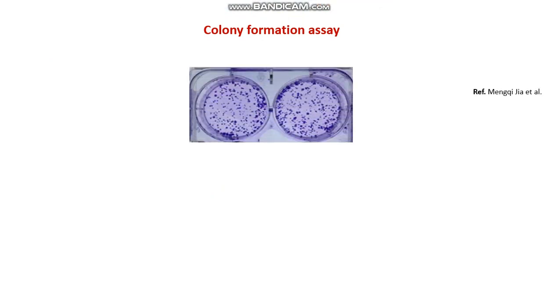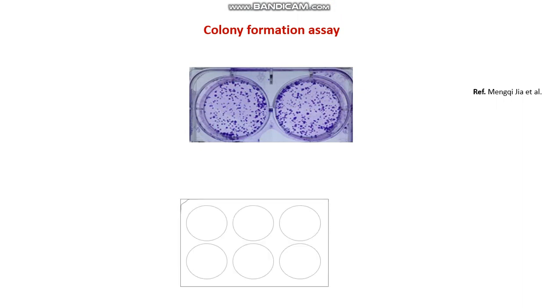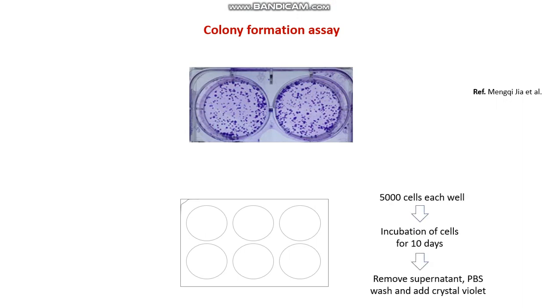Next is the colony formation assay. This is also a very common technique people use. This is a kind of cell proliferation assay. For that, you need to culture the cells in a 6-well plate, and usually for a 6-well plate you culture 5,000 cells per well and incubate the cells for 10 days. After that, remove the supernatant, wash with PBS, and add crystal violet, as I mentioned earlier.